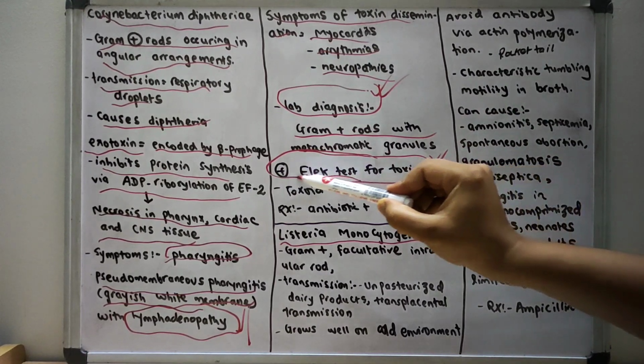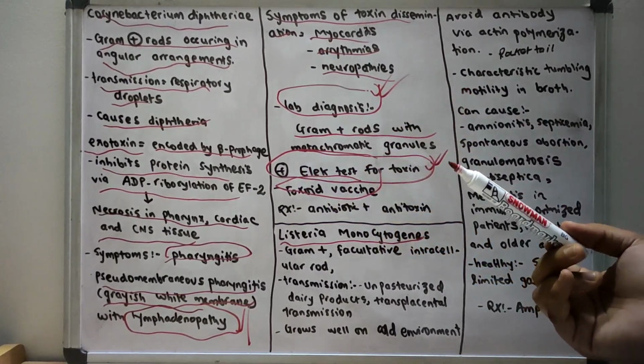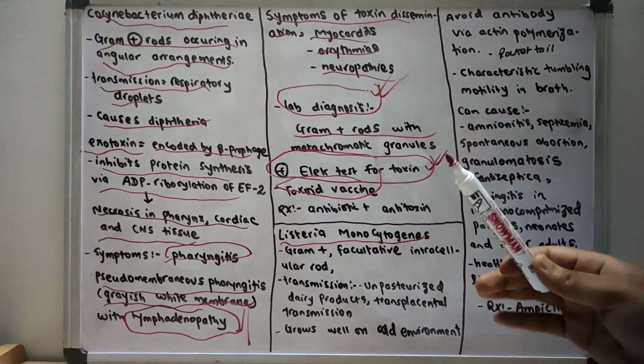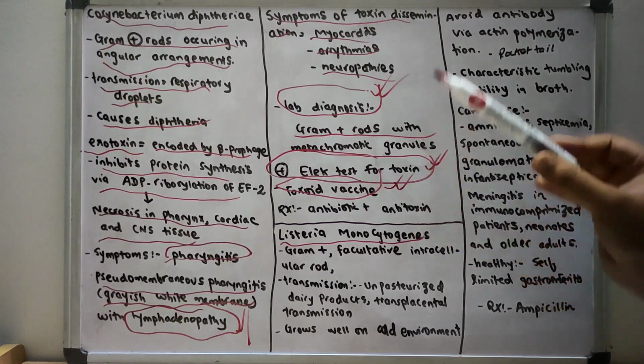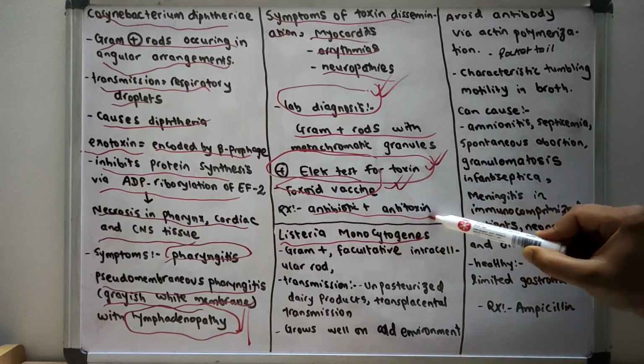We give the toxoid vaccine for its prevention. In the expanded program on immunization of Nepal, the diphtheria vaccine is given early in childhood, and for the treatment of diphtheria we give antibiotics and diphtheria antitoxin.